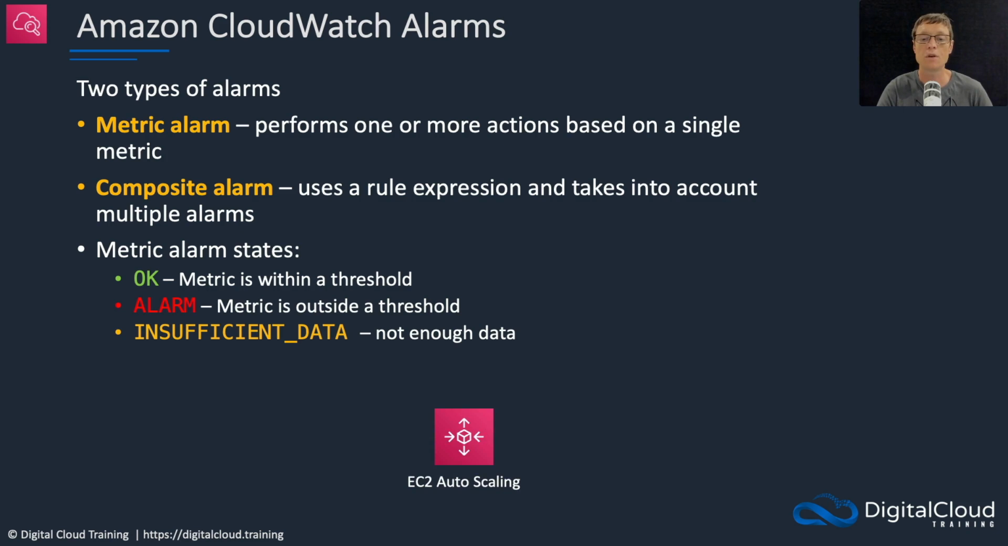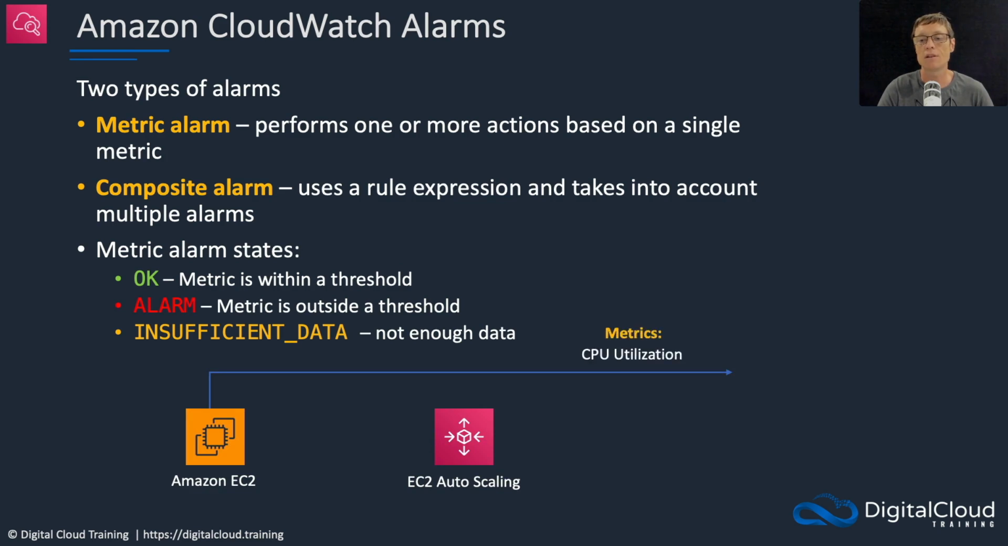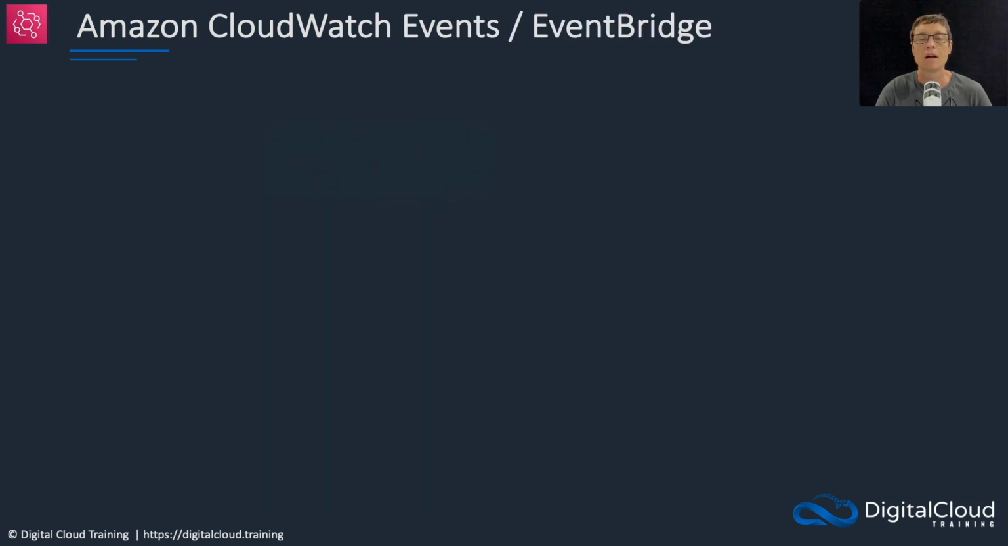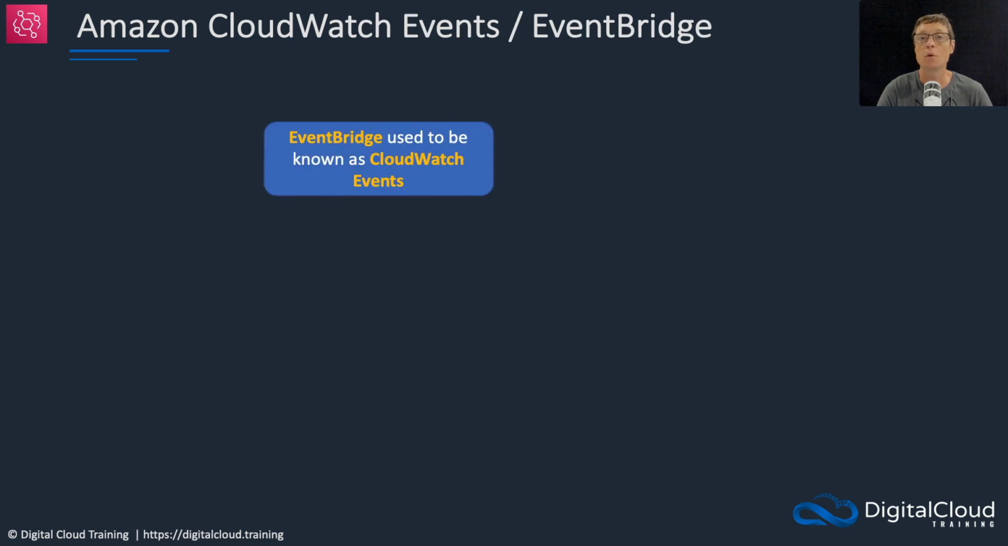So how can this be used? Well, let's say we've got EC2 auto scaling with EC2 instances. The instances are sending utilization information for their CPU to CloudWatch. CloudWatch knows that we've exceeded a certain threshold, so the alarm state is sent to auto scaling, which will then launch additional EC2 instances. So let's move on to CloudWatch Events or EventBridge.